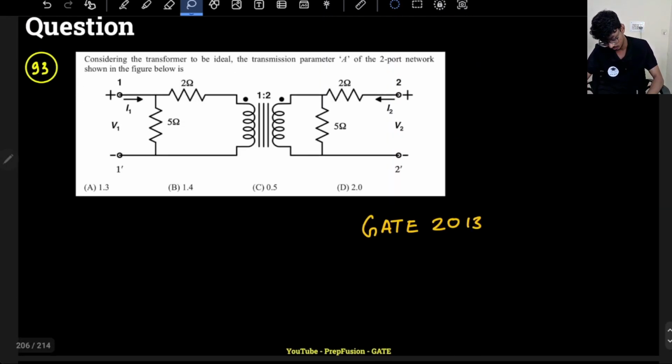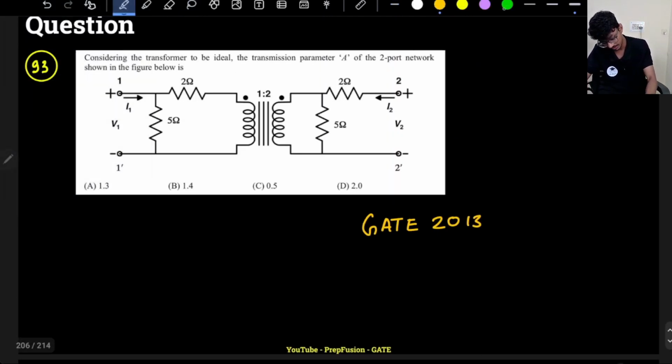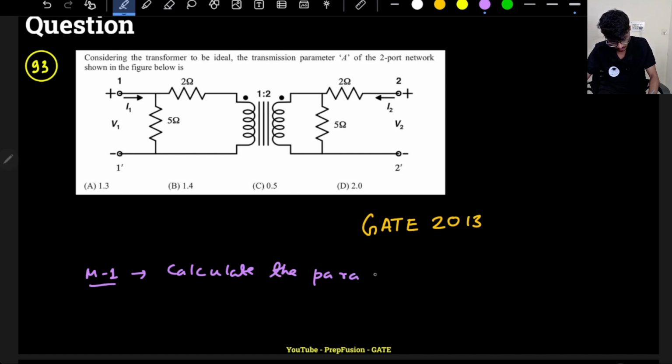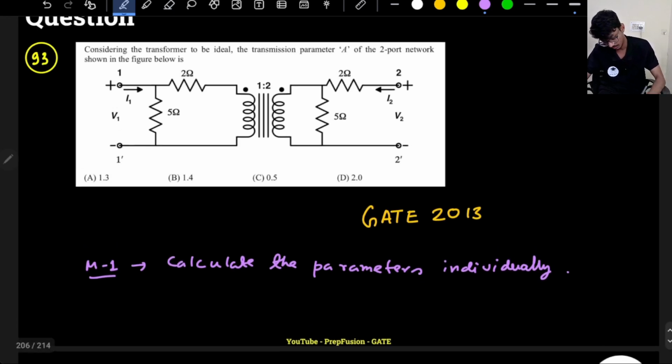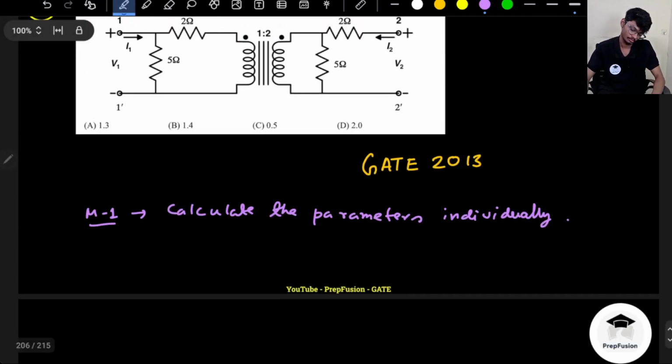So method 1, I will tell you about method 1. Method 1 is simply, as the network is very weak, calculate the parameters individually, which will be better actually. Calculate the parameters individually because they have only asked for parameter A. As they have only asked for parameter A, this method will also be good only individually. Okay, so I have to find out A.